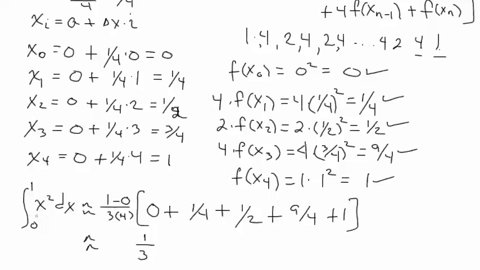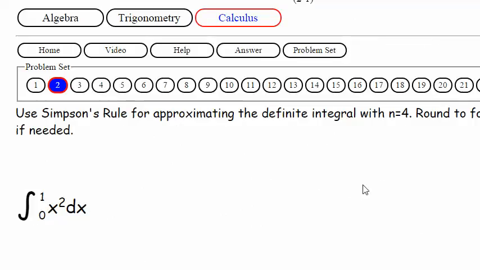Now, if you actually find the exact value of this integral, it turns out that it's 1/3, which is actually equal to this. So going out just 4 subintervals was sufficient. Now I should state that the more subintervals you go out, the closer the approximation you're going to get to this. And of course, if n goes to infinity, then it's actually equal to the integral there. So those are the steps of using Simpson's rule.